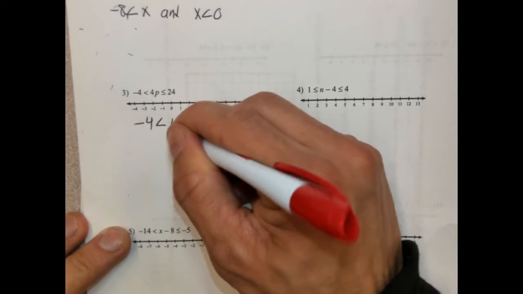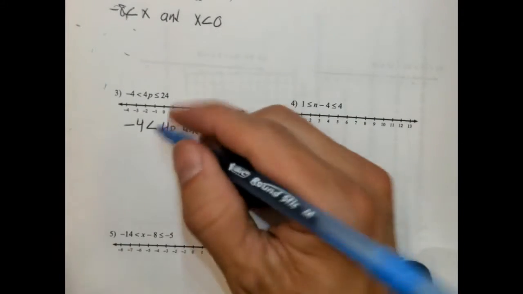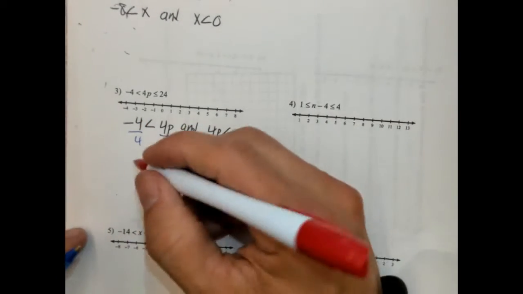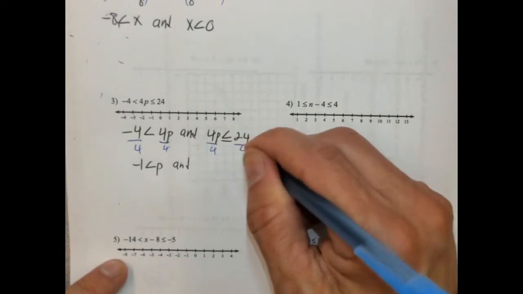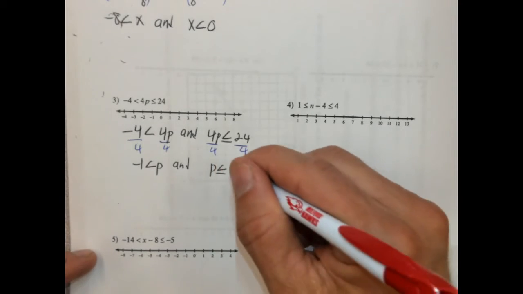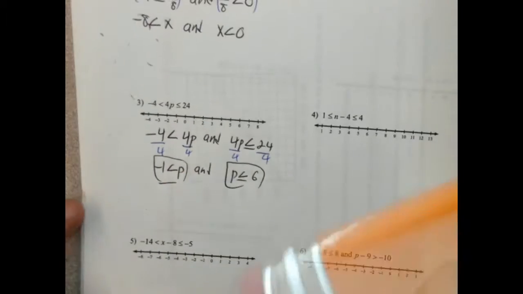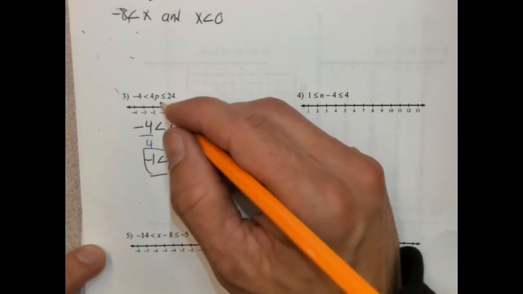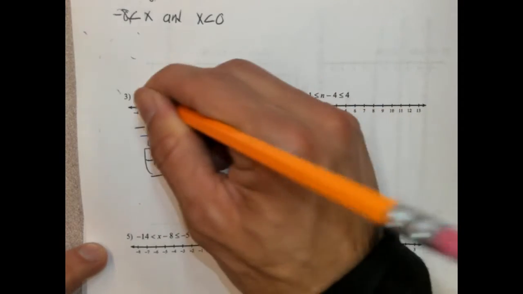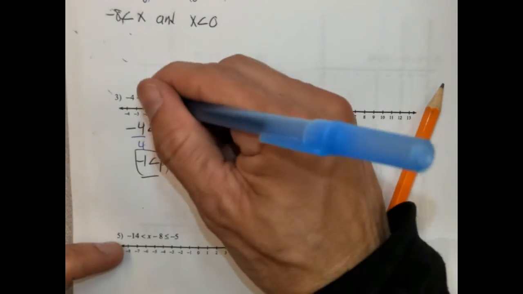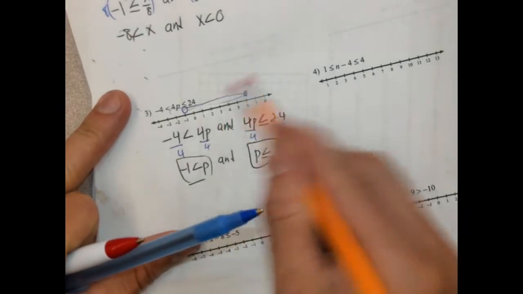-4 is less than 4p, and 4p is less than or equal to 24. So divide both sides by 4. We're going to get -1 is less than p, and divide both sides by 4, p is less than or equal to 6. So again, let's go to the pencil. Non-inclusive at -1 going to the right, inclusive at 6 going to the left. So you can see it right there. It's non-inclusive there, inclusive here, and we're connecting them. Let's get rid of the other stuff.